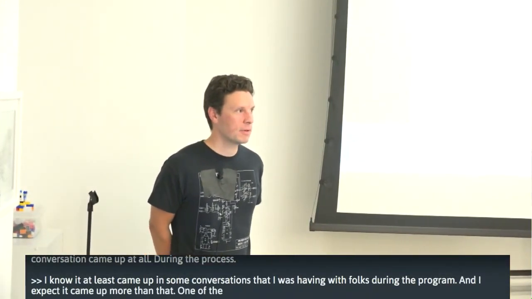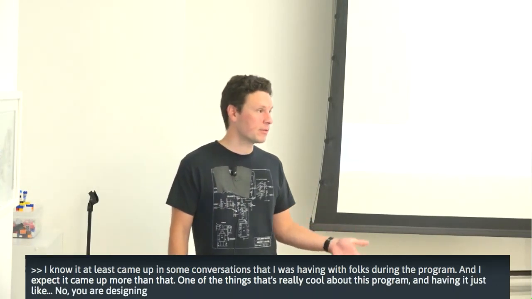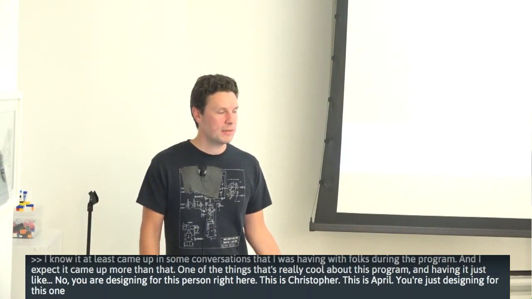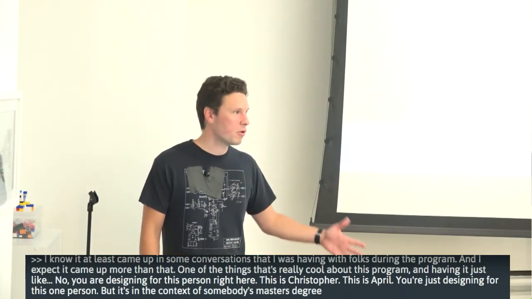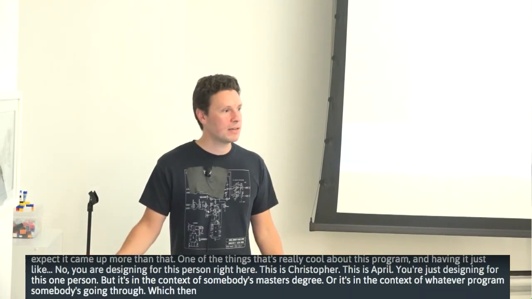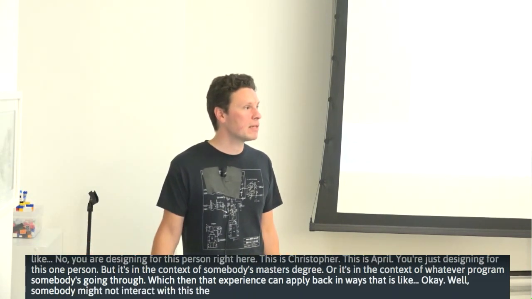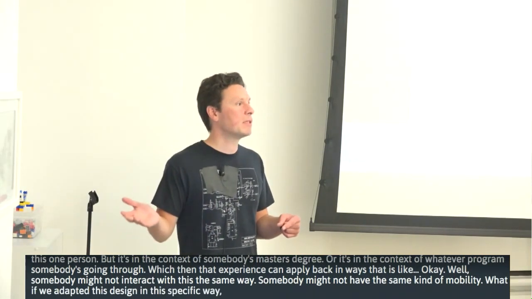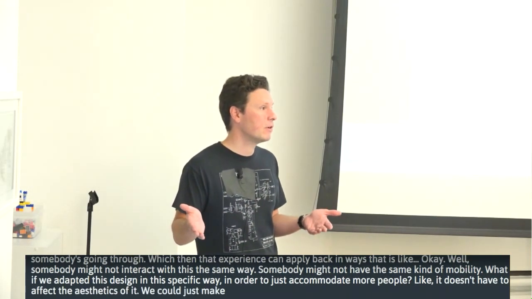One of the things that's really cool about this program is that you are designing for this person right here, like Christopher, or this is April, you're designing for this one person, but in the context of somebody's master's degree or whatever program somebody's going through. That experience can apply back: somebody might not interact with this the same way, somebody might not have the same kind of mobility. What if we adapted this design in this specific way to accommodate more people? It doesn't have to affect the aesthetics. We could just make this accommodation and make it easier for everybody.